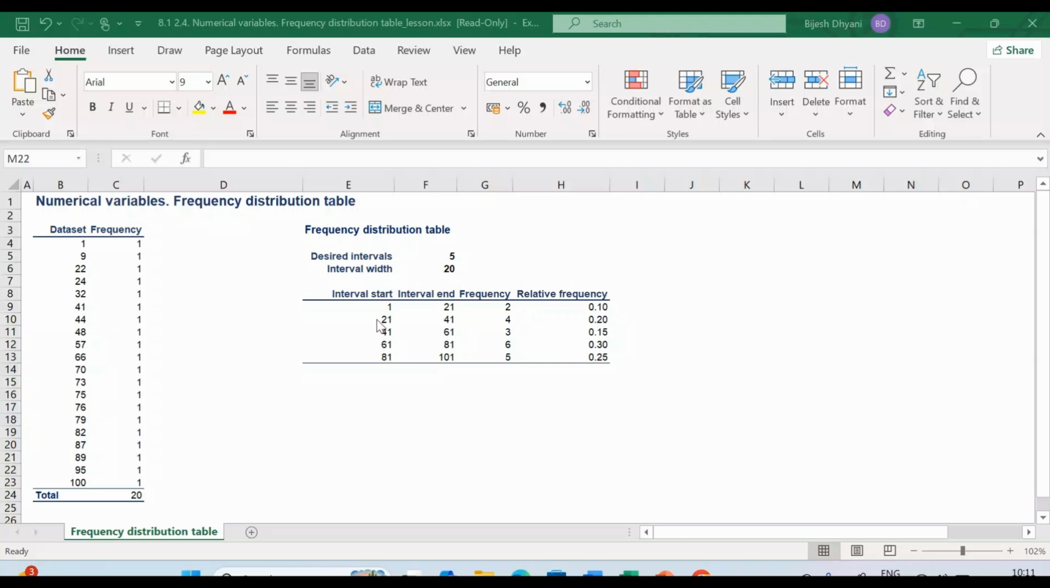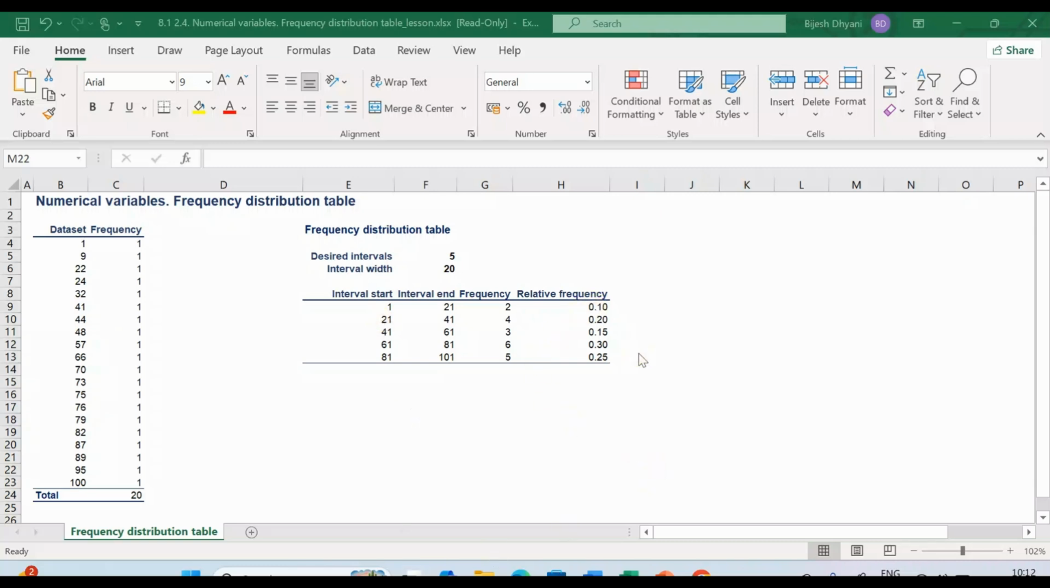Now we have also calculated the relative frequency over here. For many analyses it is useful to calculate the relative frequency of the data points in each interval. As discussed in the previous sessions also, relative frequency is the frequency of a given interval as a proportion of the total. Let's add another column to our table called relative frequency. So I have added the relative frequencies.